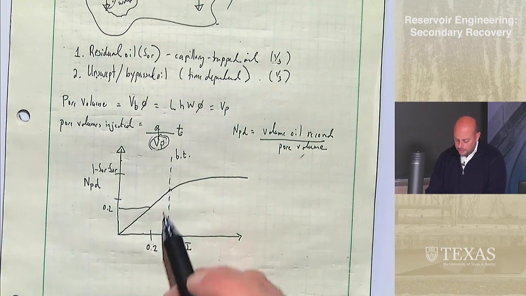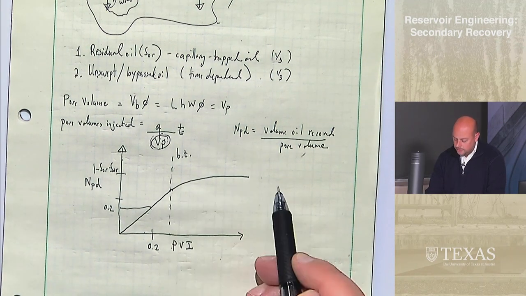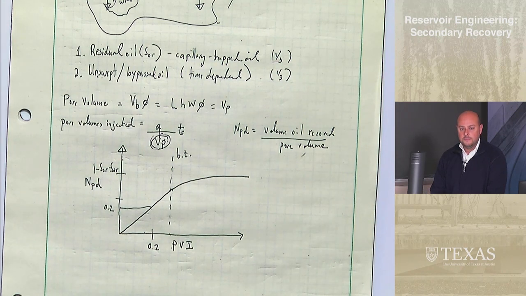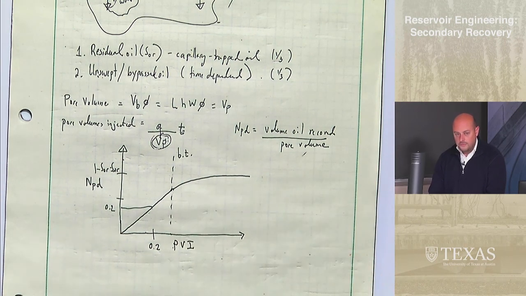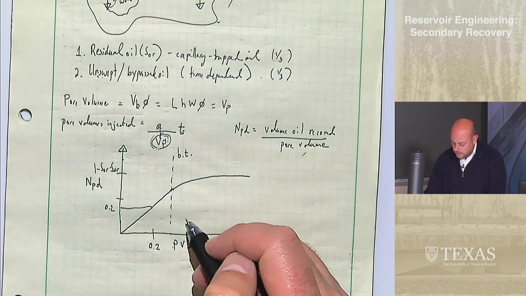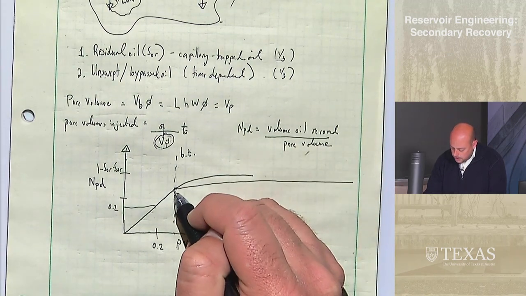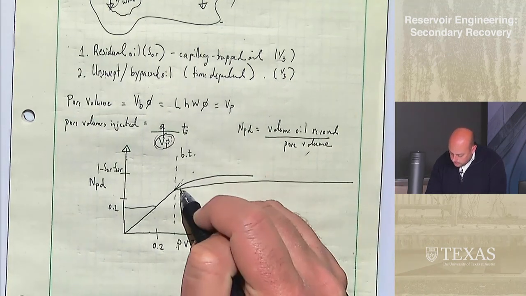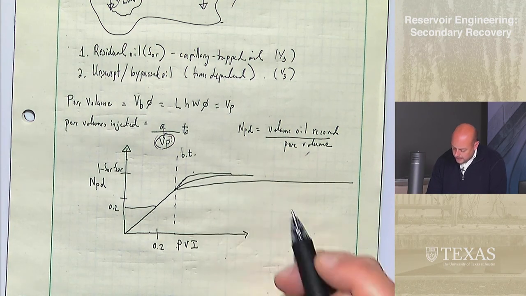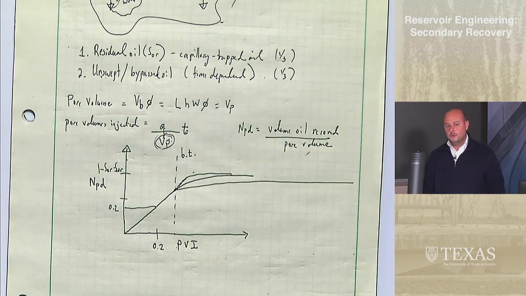Okay, and so this is what a typical plot looks like. This is a nice straight line with a 45 degree angle. After breakthrough, it starts to level off. And this leveling off could be really fast or slow depending on your mobility ratio, right? So it could be really bad and do like this, or it could be better and do like that and get there faster. That depends on the mobility ratio and that depends on things that we'll talk about.